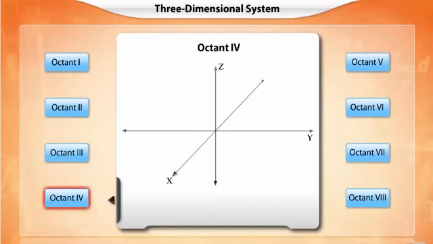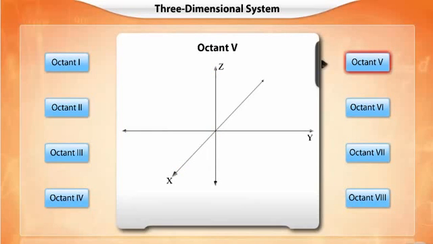Octant 4 is determined by the positive x-axis, negative y-axis and positive z-axis. As a consequence, any point in this octant has a positive x-coordinate, a negative y-coordinate and a positive z-coordinate.